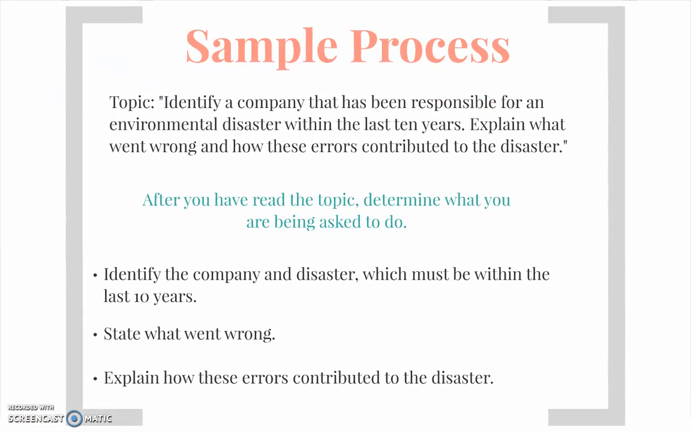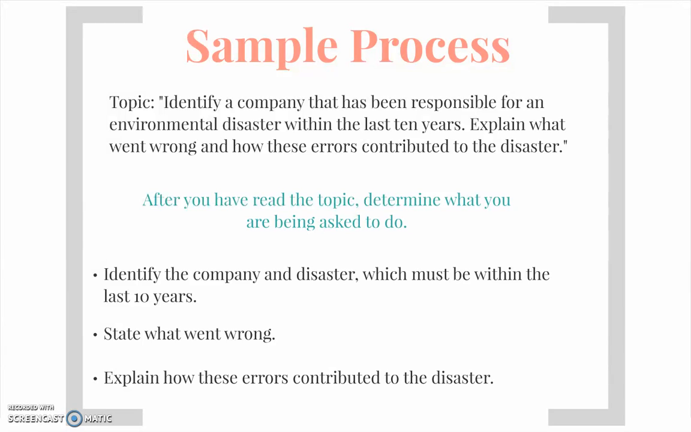Here is a sample process for understanding the guidelines of the assignment. After you have carefully read the assignment, and understand its purpose, limitations, expectations, and relation to the course, select a topic. The topic: identify a company that has been responsible for an environmental disaster within the last 10 years. Explain what went wrong and how these errors contributed to the disaster.